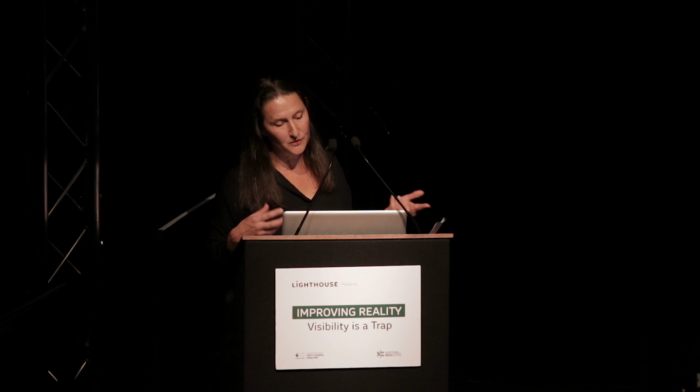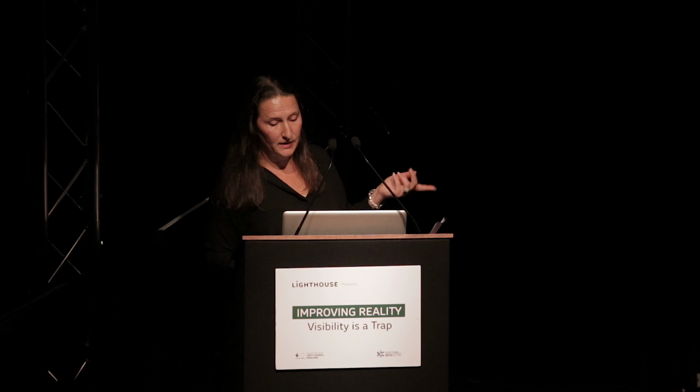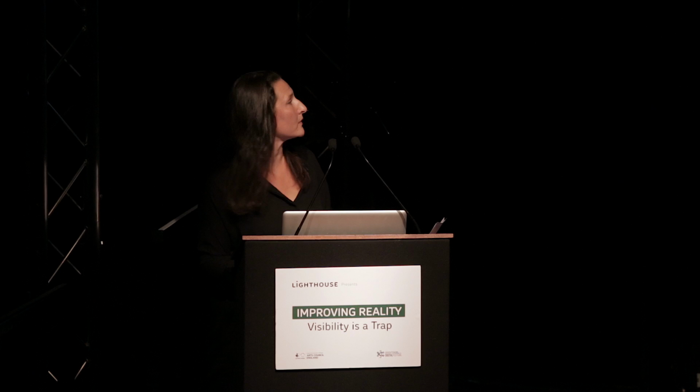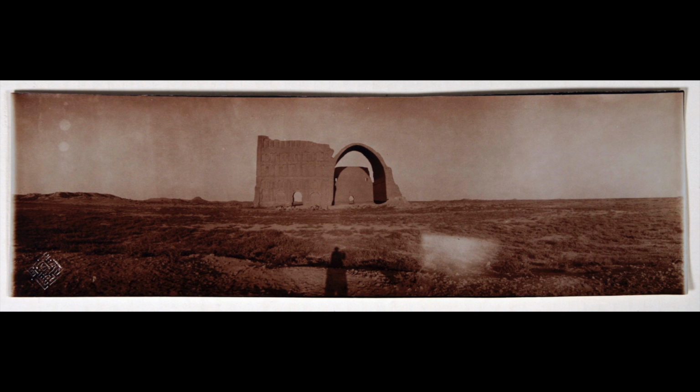But I was very struck by these two images, which were in the archive, because they own all his negatives and his test prints. This is an image of a very famous archaeological site just south of Baghdad in modern-day Iraq. In the first photograph, which is a rough test print, you see his shadow in the foreground. Then in the second image, which he's retouched, he's removed his shadow.